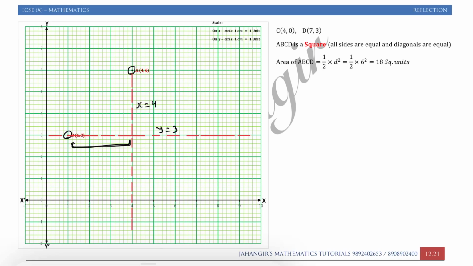So let us make it properly. This is my B dash whose coordinate is 7, 3. You can write it from the diagram itself. And now A's distance from the line is, see this is 3 blocks again, it will go here somewhere. A dash is 4, 0.